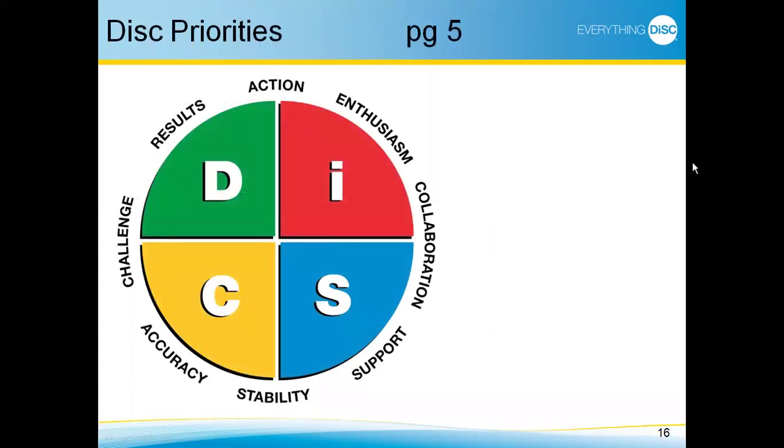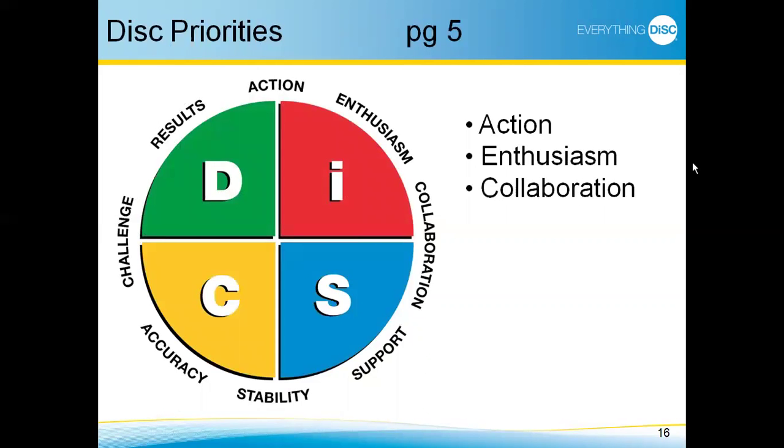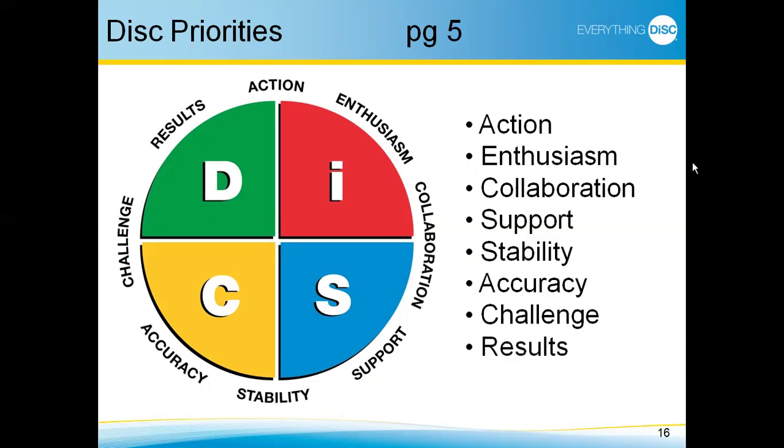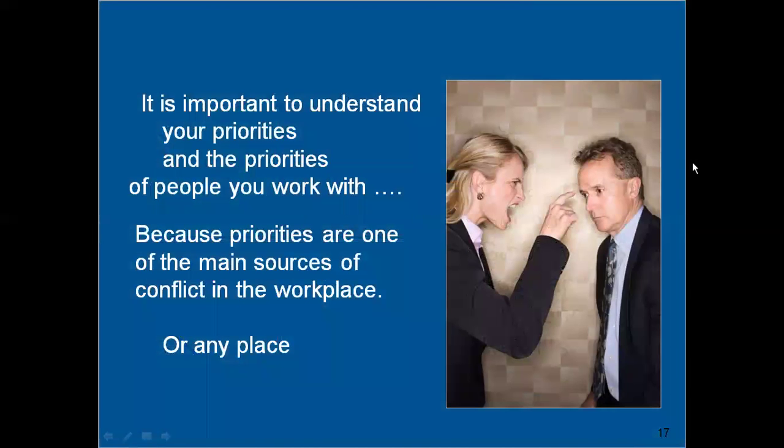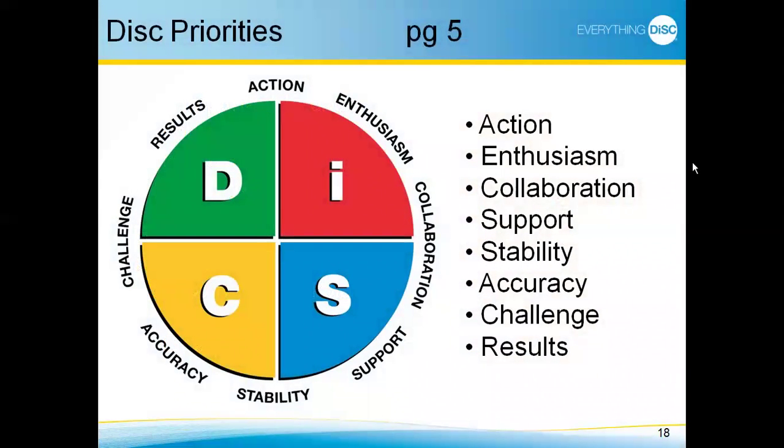You also need to understand that folks in each of those quadrants tend to have distinct priorities that are different and sometimes the opposite of folks in other quadrants. The priorities are action, enthusiasm, collaboration, support, stability, accuracy, challenge, and results. It's important to understand your priorities and the priorities of the people you work with, because priorities are one of the main sources of conflict in the workplace, or for that matter, any place. When people who work together have different priorities, they are more prone to get pulled into conflict. The conflict escalates and healthy, effective communication goes right out the window.